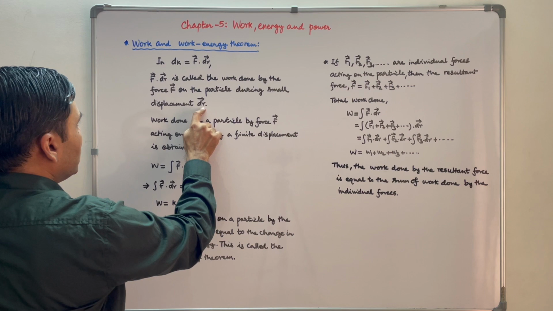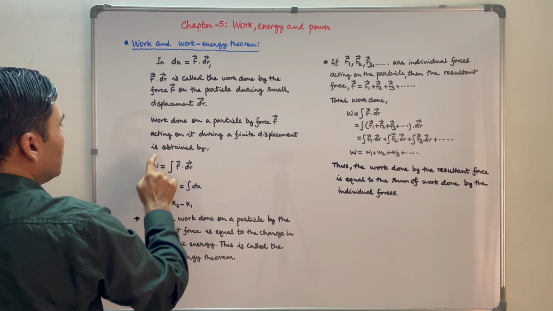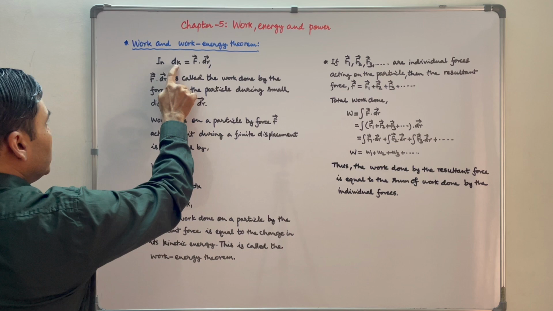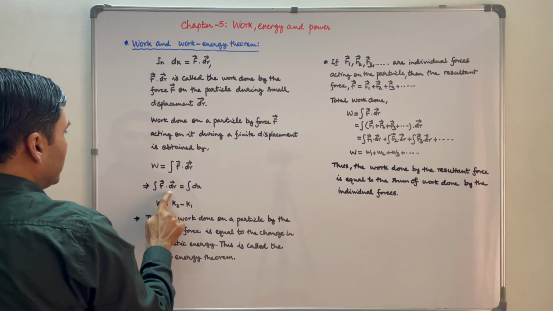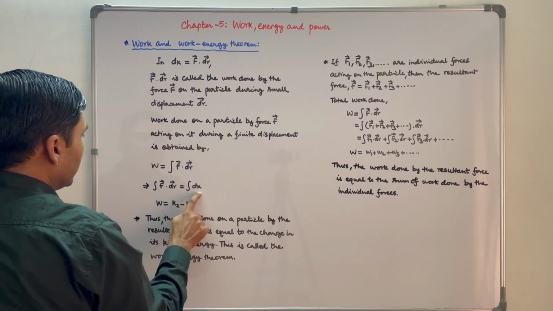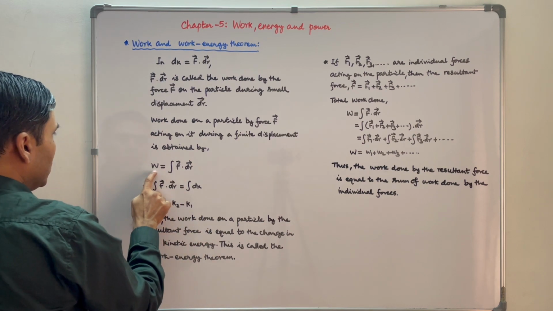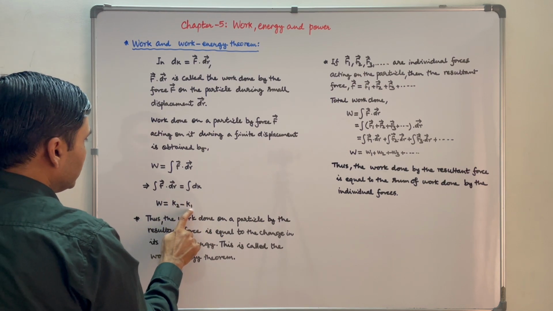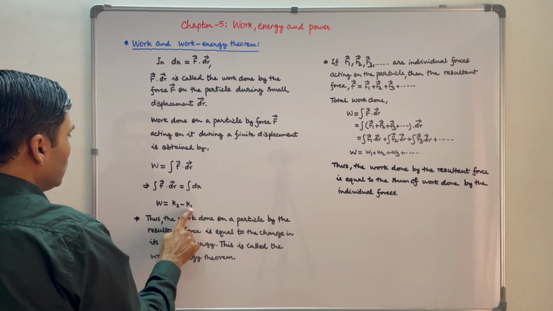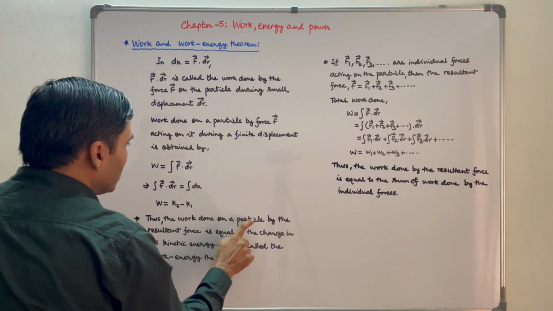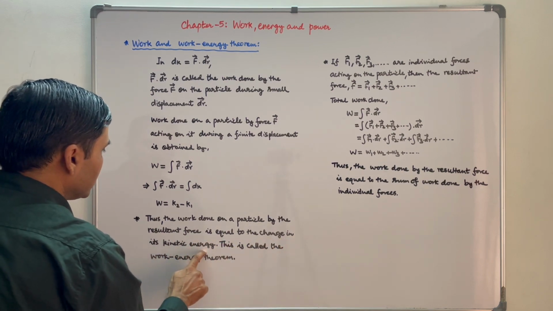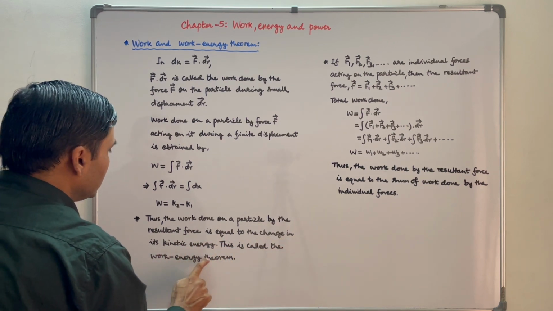If we have to calculate the work done for a finite displacement, we need to integrate this. So W is equal to integration of F dot dr. F dot dr is equal to dK. So integration of F dot dr is equal to integration of dK. Integration of F dot dr is equal to W. So W is equal to integration of dK, which is K2 minus K1. That is the change in kinetic energy. So we can conclude that the work done on a particle by the resultant force is equal to the change in the kinetic energy. This is called the work energy theorem.